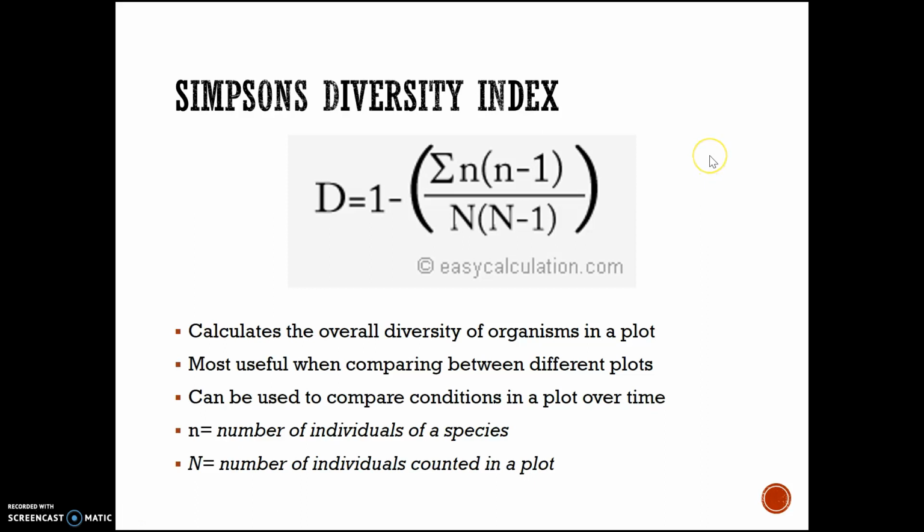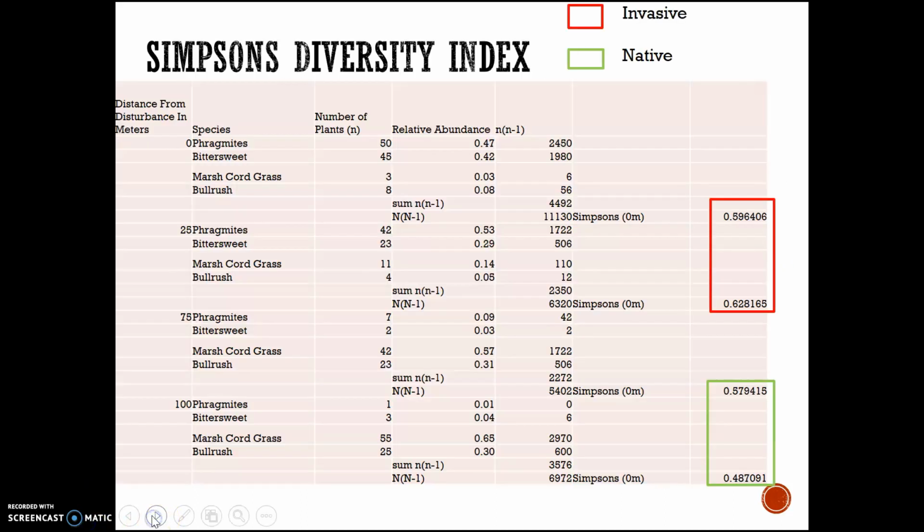In the Simpson's Diversity Index, we talked about this last week. It calculates the overall diversity of the organisms in a plot, and it's most useful when comparing between different plots. Little n is going to be the number of individuals in a species, and big N is going to be the number of individuals overall counted.